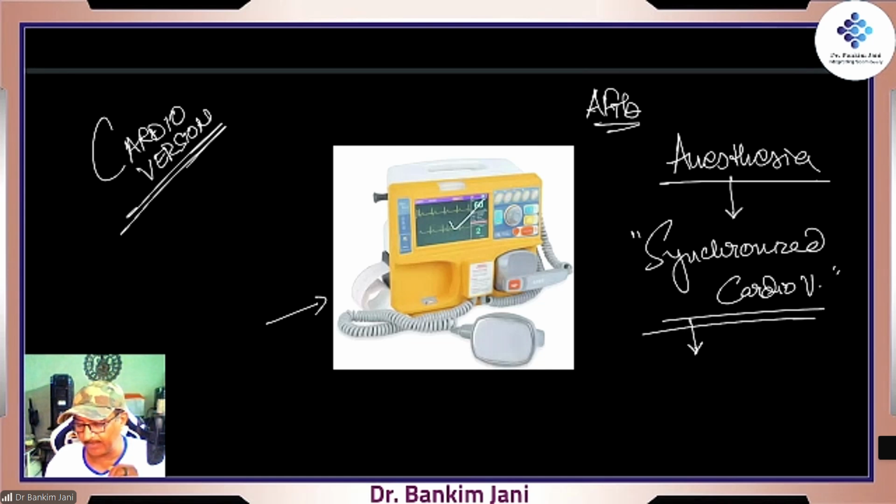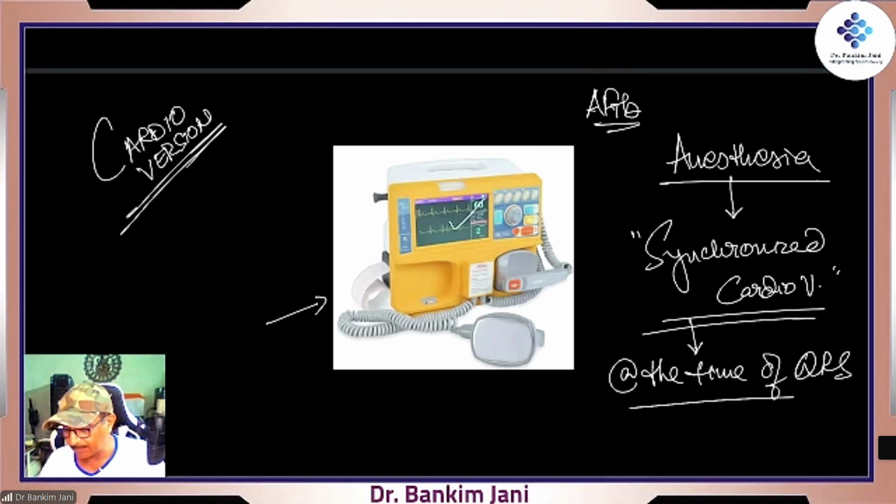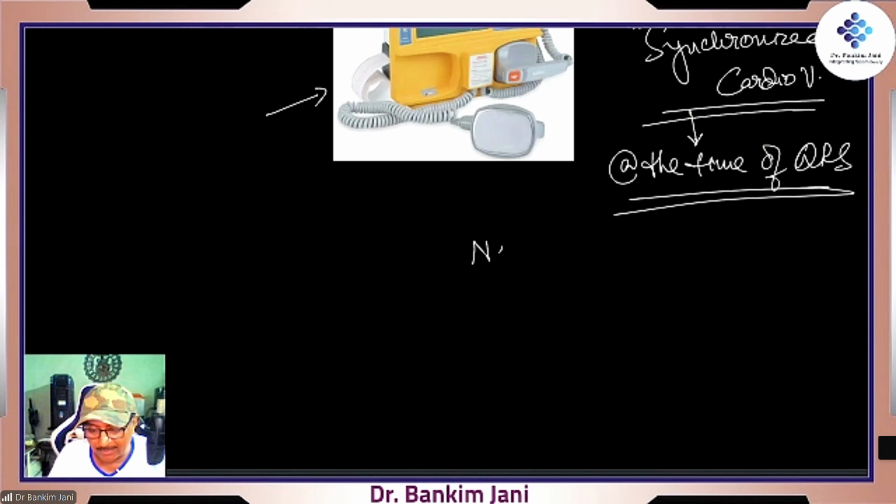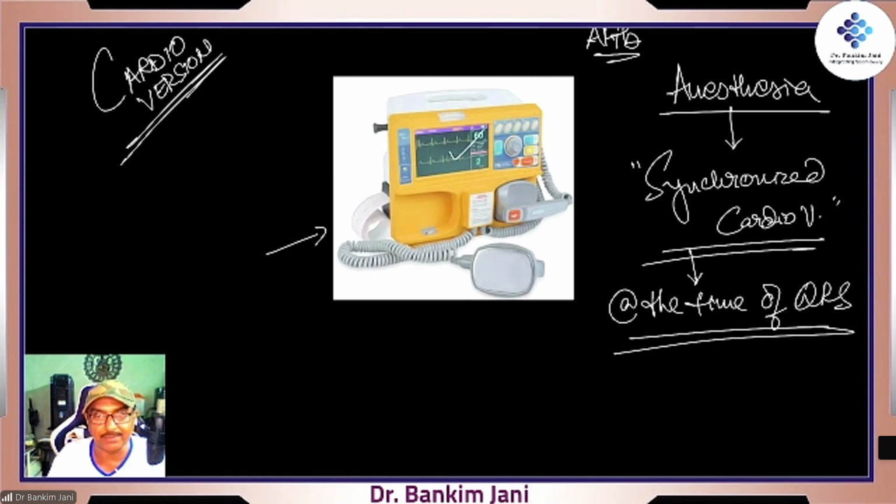Synchronized cardioversion means the current should go at the time of the QRS complex. When the ventricles are out, at that point you are giving a large amount of current, and everything is reset. It is not to be given at other times. No one can give this manually, so that's why there are settings. Automatically, the moment the QRS complex is detected, the current fires. You have to press this red button, and at QRS it will automatically fire.